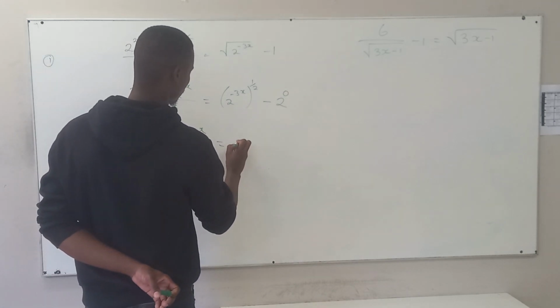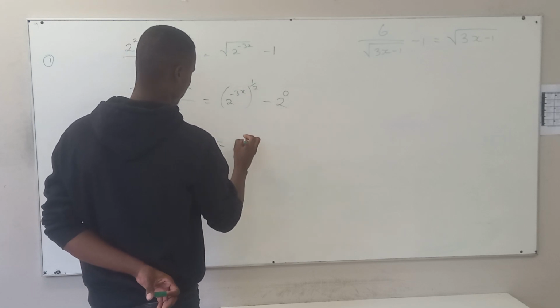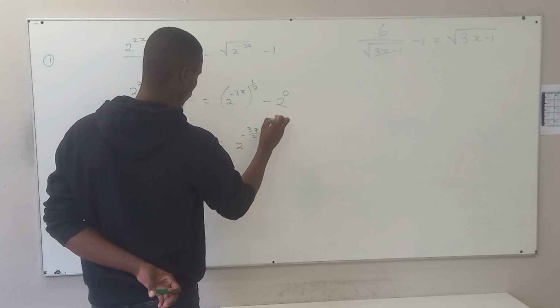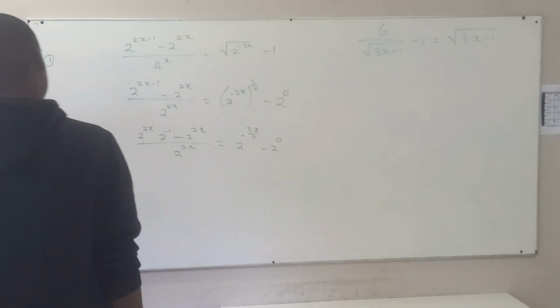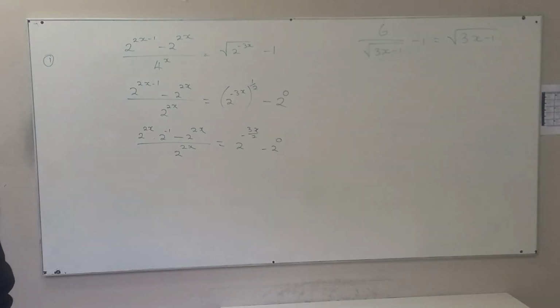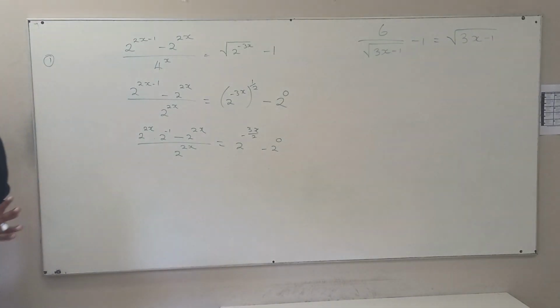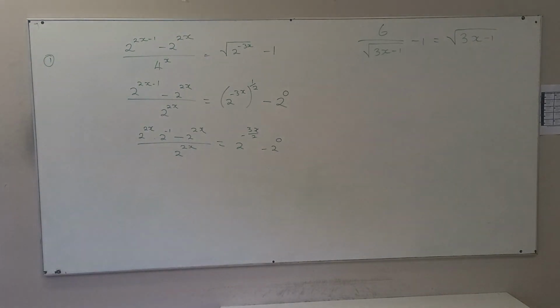That's equal to 2 to the power what? This multiplied by this is negative 3x divided by 2, then minus 2 to the power 0, or 1. No questions there? Then what do we do when we get something like this? We common factor.